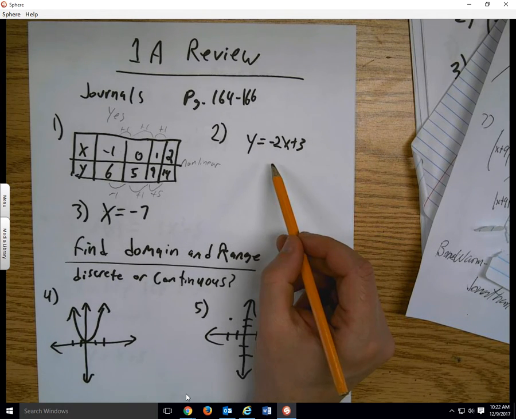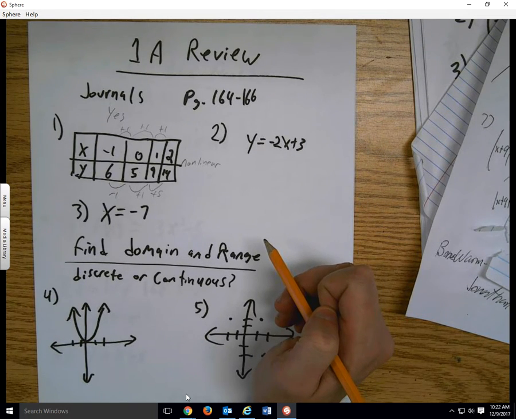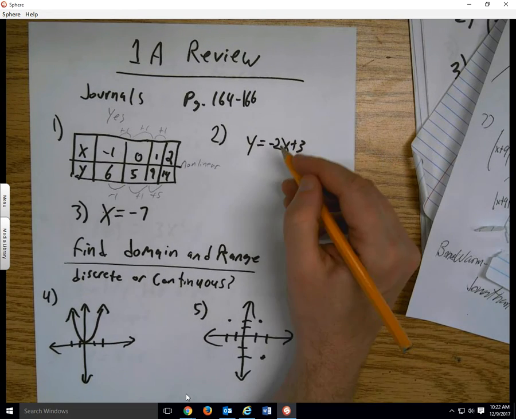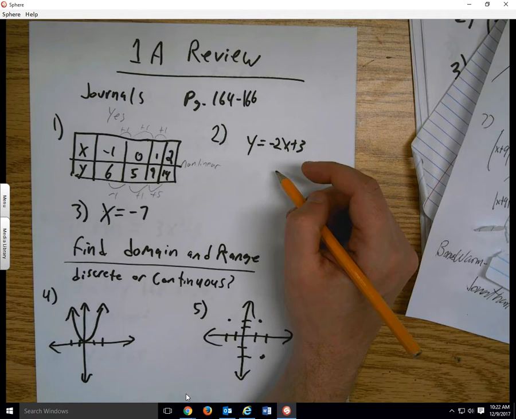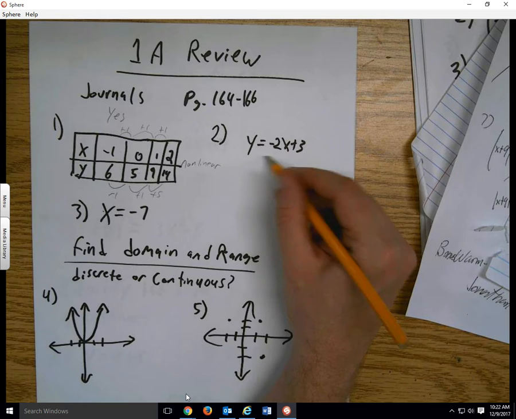But how do you answer that same question if it's in this format? y equals negative 2x plus 3. Same question, is it a function and is it linear? Well, actually, if it's linear, it usually is a function. There are a couple of exceptions to that. And so how do we know if this is linear?